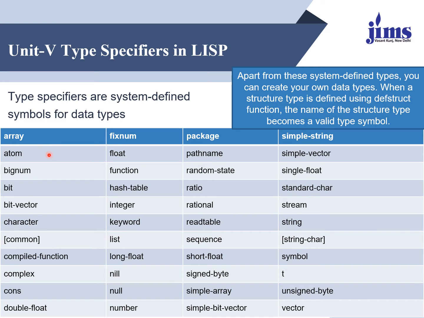Apart from this, the different type specifiers which are already defined in the system are array, atom, bignum, bit vector, character, common, compiled function, complex, cons, double float, fixnum, float, function, hash table, integer, keyword, list, long float, nil, null, number, package, pathname, random state, ratio, rational, readtable, sequence, short float, signed byte, simple array, simple bit vector, simple string, simple vector, single float, standard char, stream, string char, symbol, T which stands for true, unsigned byte, vector, and many more.